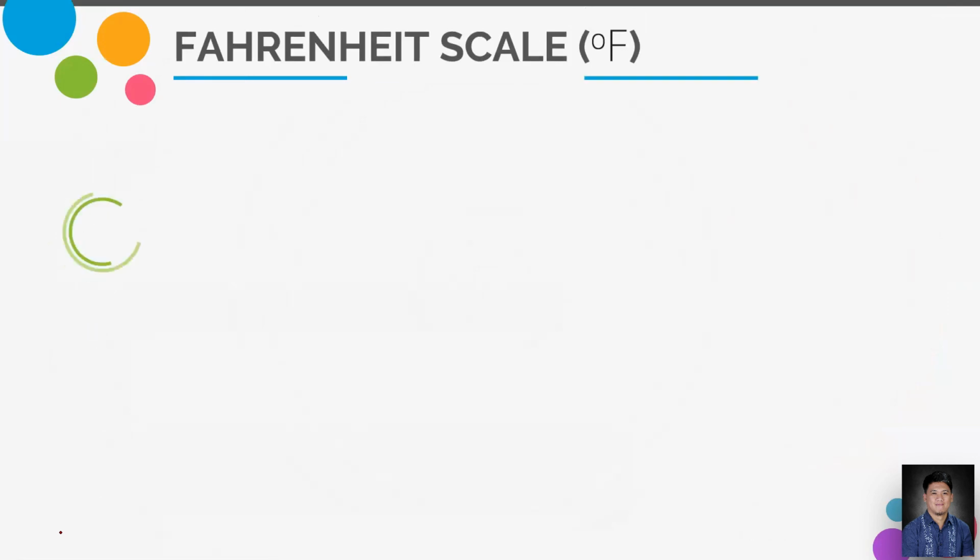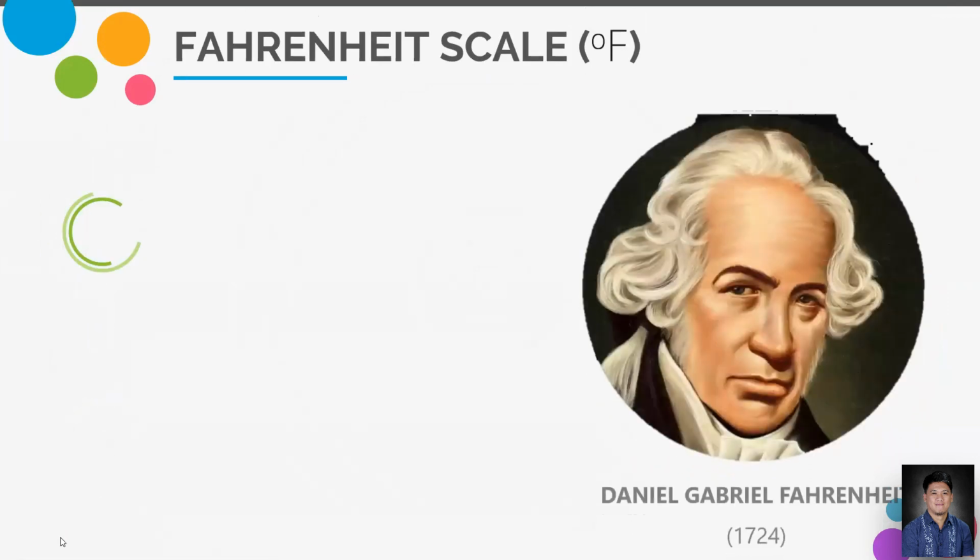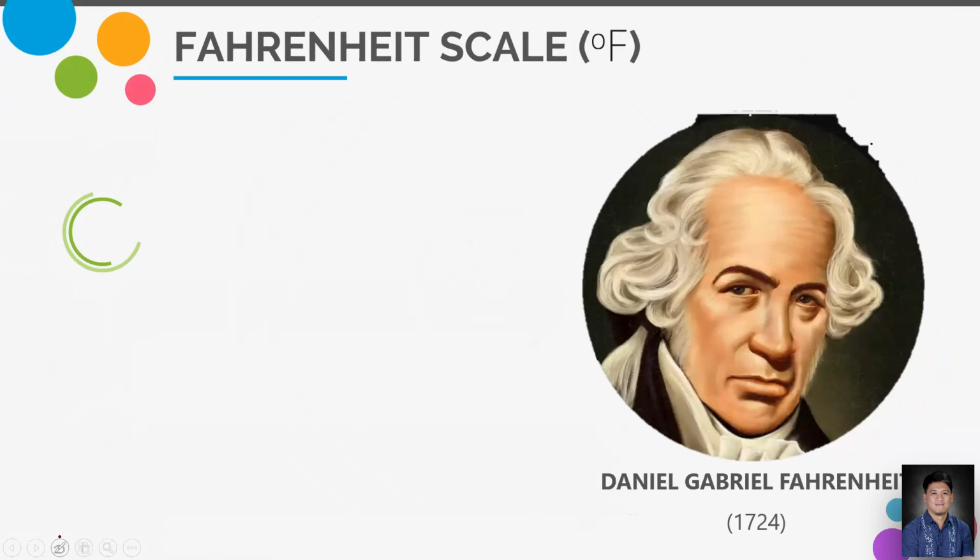The second scale is what we call the Fahrenheit scale. The Fahrenheit scale was developed by Sir Daniel Gabriel Fahrenheit in 1724. So just like the Celsius scale, 0 degrees Fahrenheit doesn't mean that it has no temperature, but rather 0 degrees Fahrenheit means a very, very cold temperature.